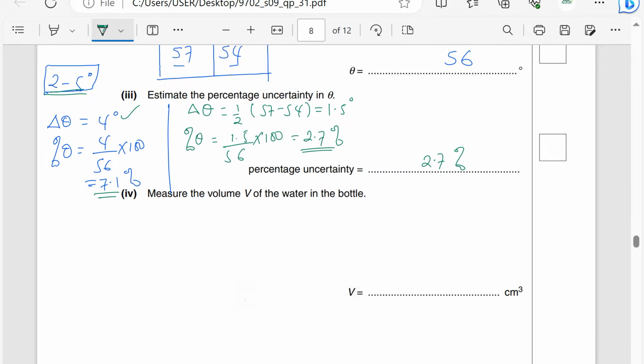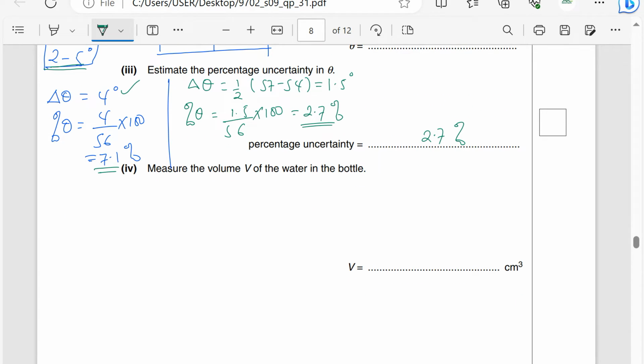Okay. Then measure the volume V of the water in the bottle. When it is half filled, my students were just emptying the water into the measuring cylinder. And this particular student got the volume, half bottle. Remember, it was about half full, so it is not exactly half. And her volume was 231 centimeters cubed.